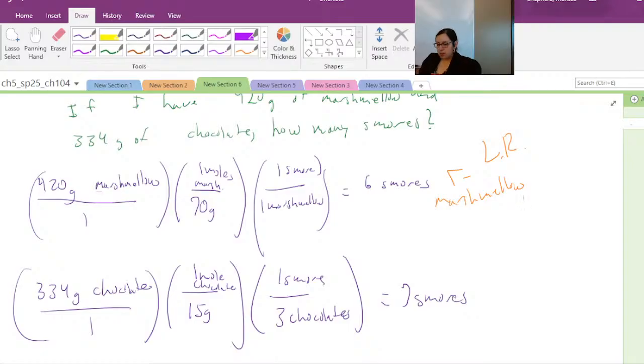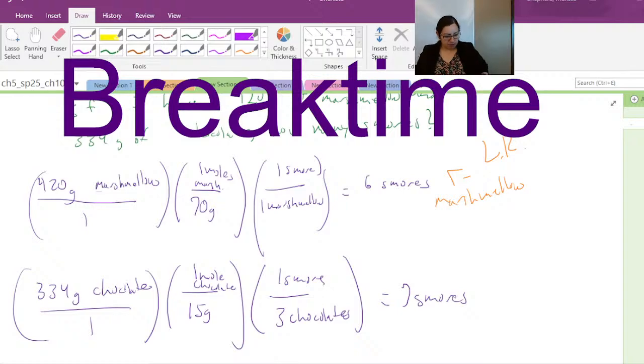All right, so that's probably a good stopping point for a break. So we'll take a 10-minute break. I'll probably go print out some mole highways, and then we'll do one more marshmallow one, and then we'll move on to moles. Go ahead, take your break.